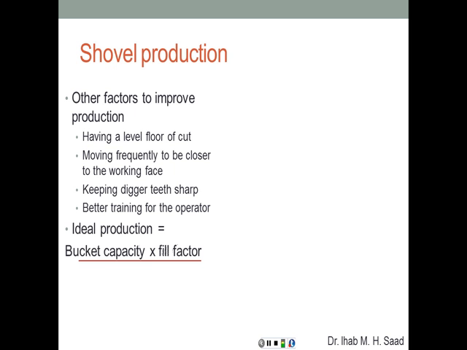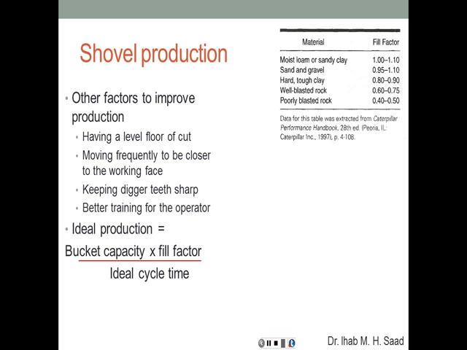So the ideal production is going to be equal to the bucket capacity times the fill factor divided by the ideal cycle time. That's going to give us the ideal production in, again, bank cubic yards per hour. And here are some fill factors: for moist loam or sandy clay, 1 to 1.1, sand and gravel 0.95 to 1.1, and so on.